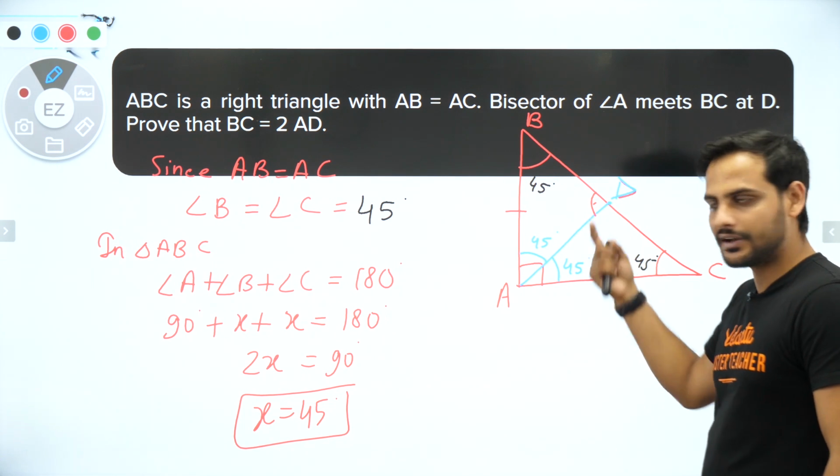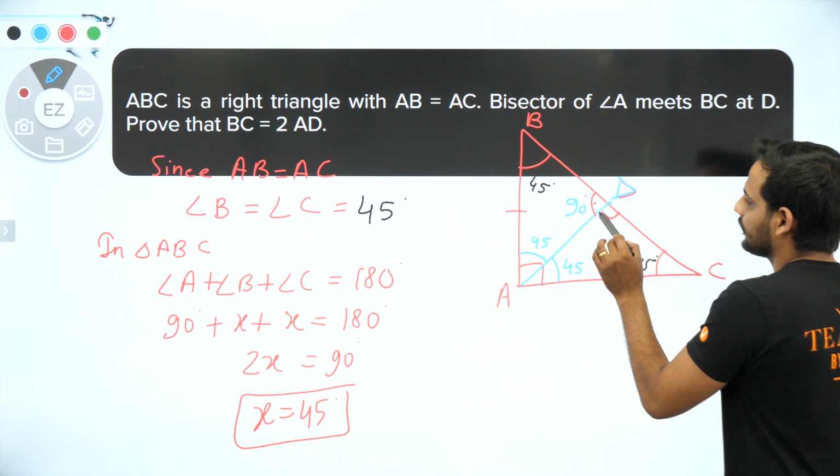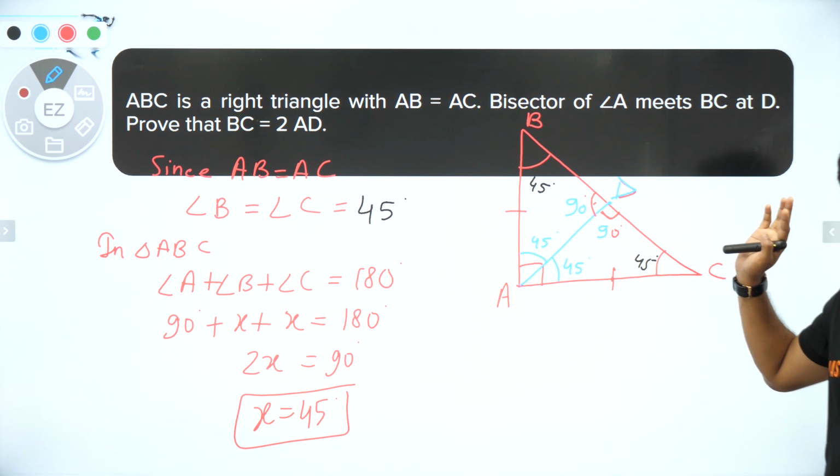So 180 minus 90 will be 90. So this means this is an altitude as well. This is 90 degree and this is also 90 degree. So these are two right angle triangles.